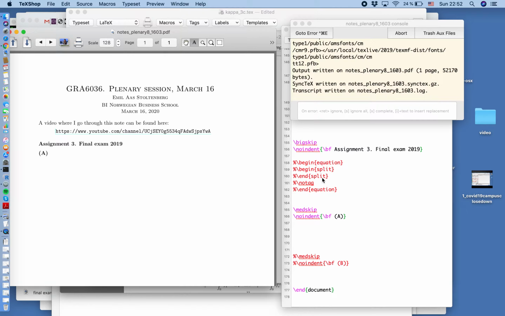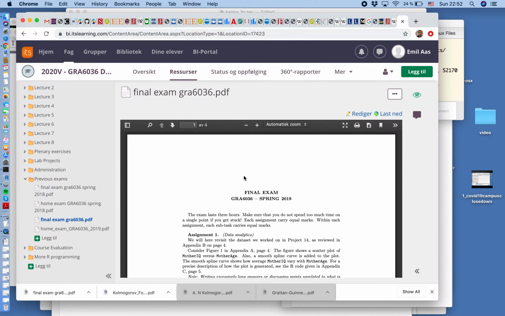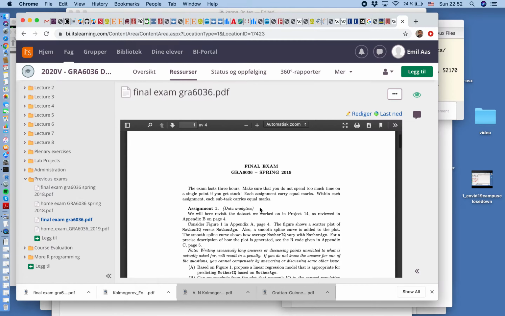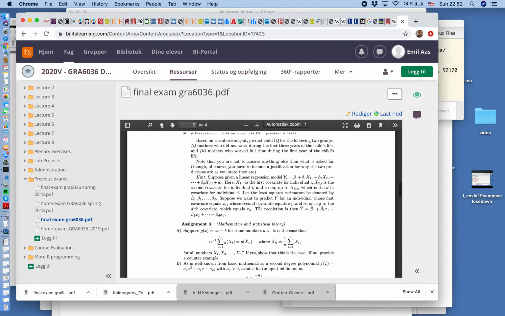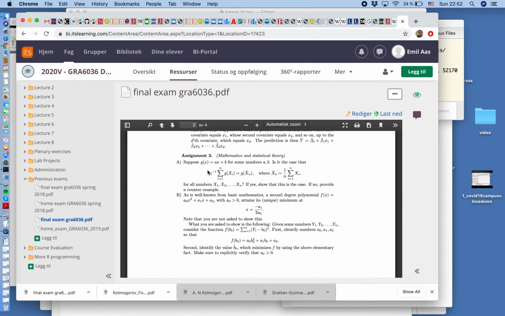So we'll start with the final exam from last year, and you can find that exam on It's Learning under the previous exams, and it's this exam right here. So we scroll down to assignment 3, and we'll start with exercise A.